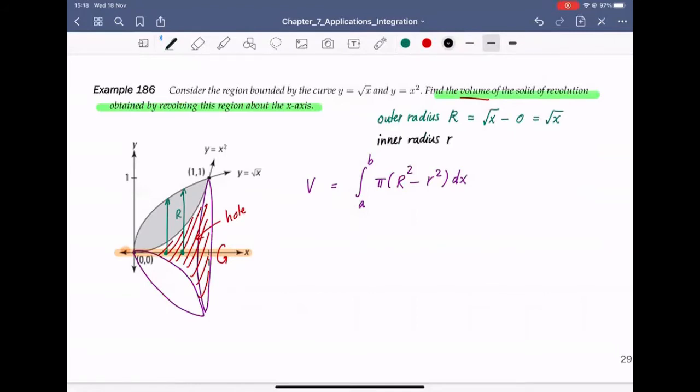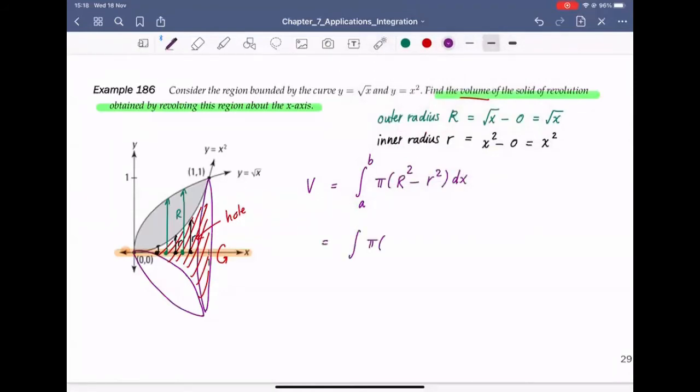For the inner radius, this is small r. This is going to be from the axis to the inner curve. This is just small r. So that means the small r is going to be x squared minus 0, equal to x squared, because it just starts from the axis of rotation, which is y equal to 0, to the top curve, which is y equal to x squared. Once you have those two, outer radius and inner radius, you plug in here.